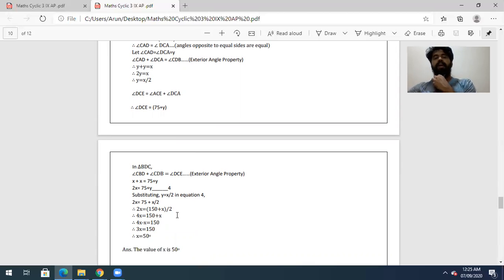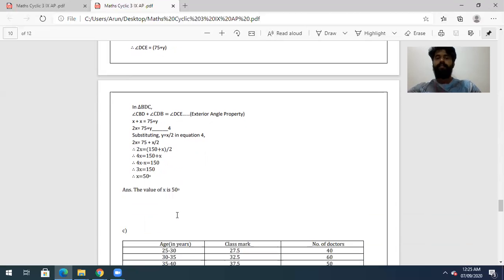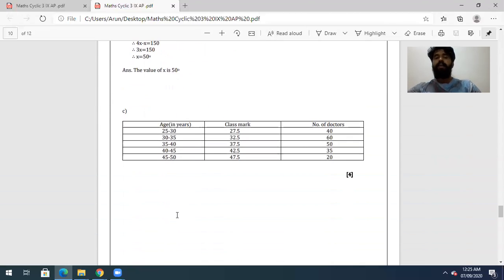So substituting y is equal to x by 2, you get 2x is equal to 75 plus x by 2. You take LCM, so 2x is equal to (150 plus x) the whole upon 2. So 4x is equal to 150 plus x. 3x equals 150, x is equal to 50. So therefore, the value of x is 50. I hope you've understood this.